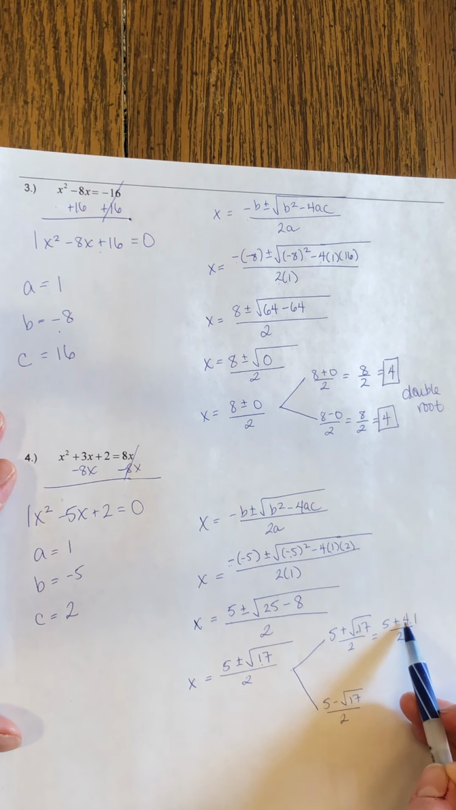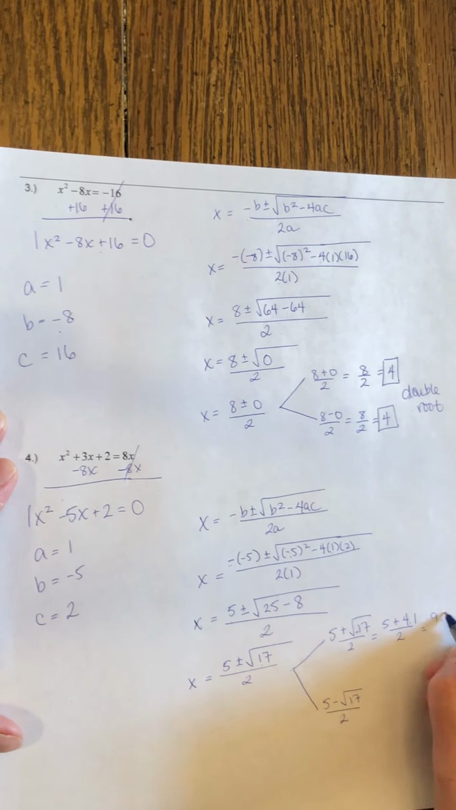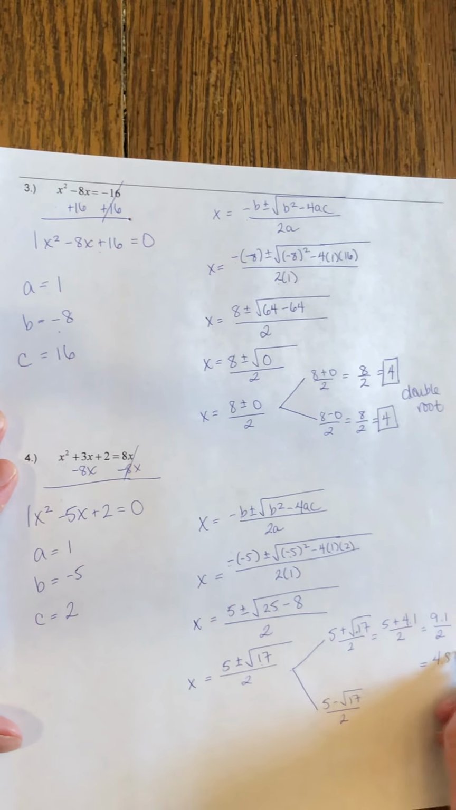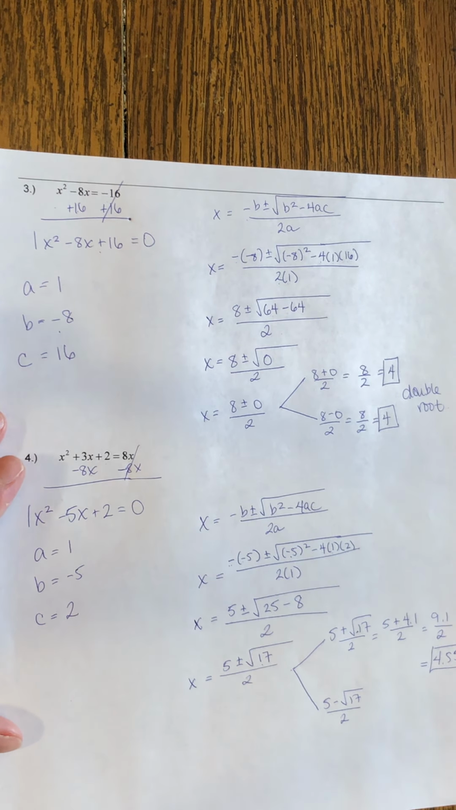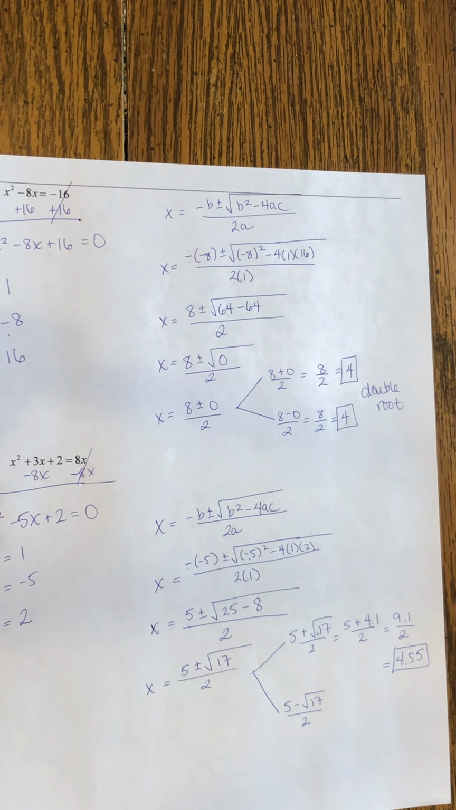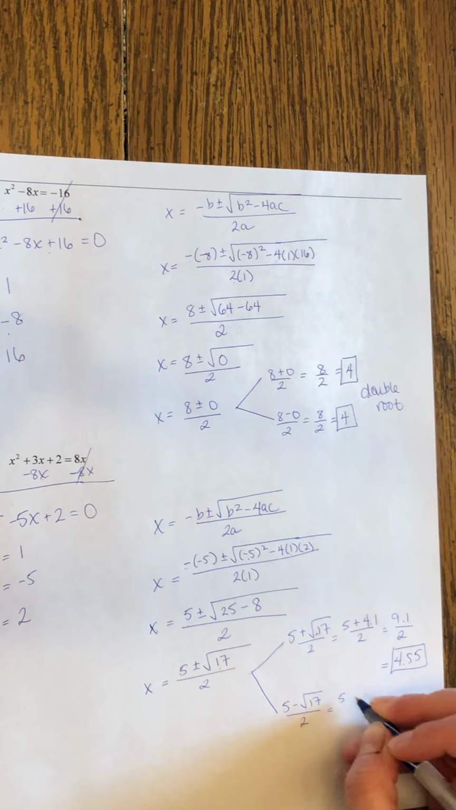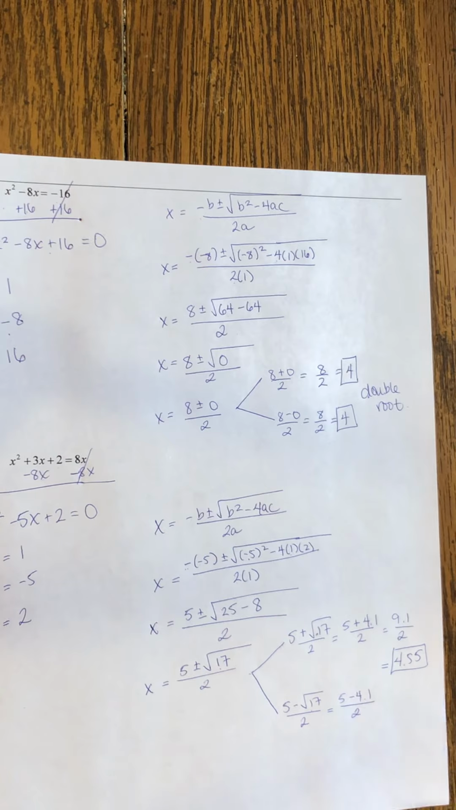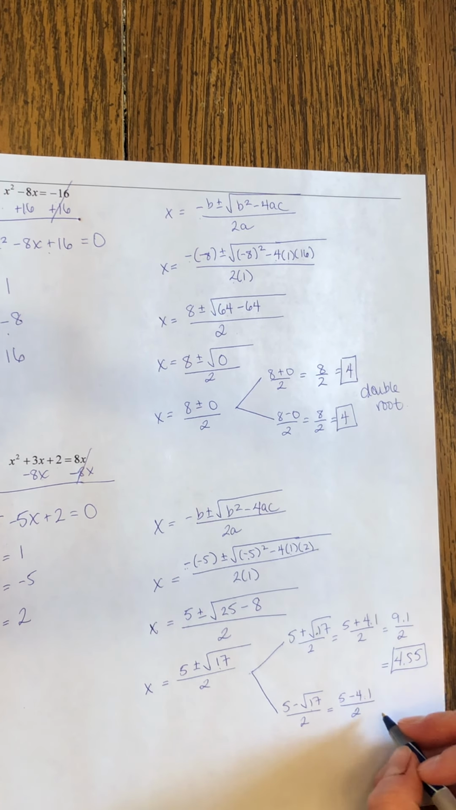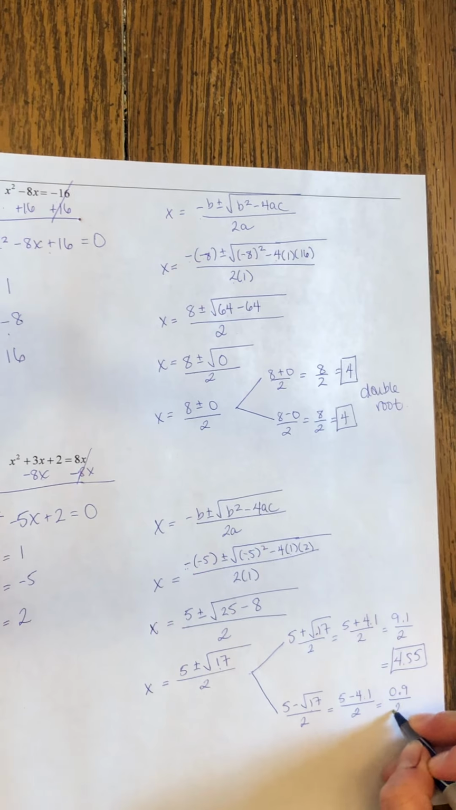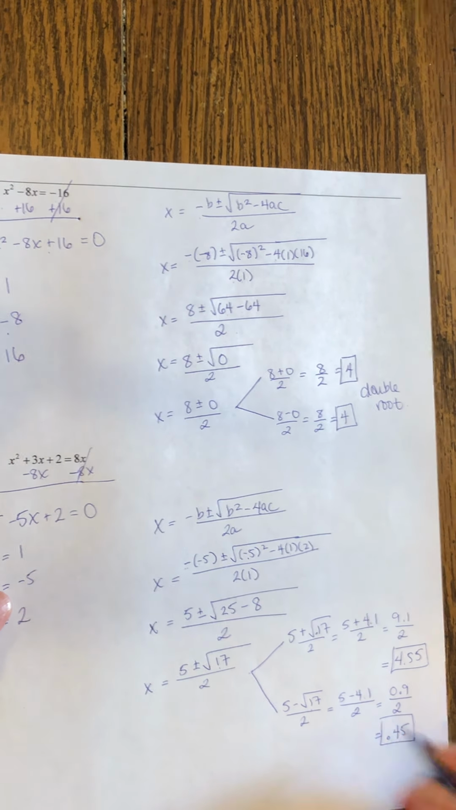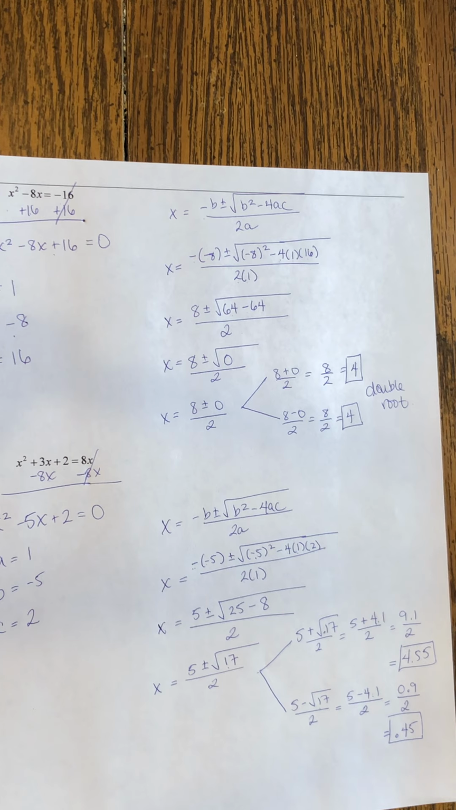So if I do 5 plus 4.1, I get 9.1. And when I divide that by 2, I get about 4.55. In the second branch, I already figured out what the square root of 17 was. It's about 4.1. If I do 5 minus 4.1, I get 0.9. And if I divide that by 2, I get about 0.45. So those would be my two answers for problem number 4.